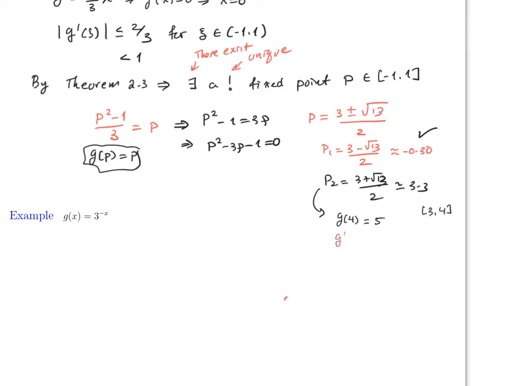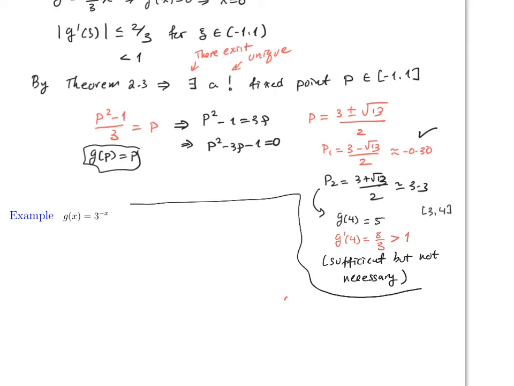But more importantly, g prime of 4 will give you 4 over 3, and you should check this, which is more than 1. So therefore, these conditions mean the following. It means that this is sufficient, but not necessary. The point is that you can still have a fixed point even if it doesn't meet the conditions of the theorem. But if you meet the conditions of the theorem, you definitely will have a unique fixed point.